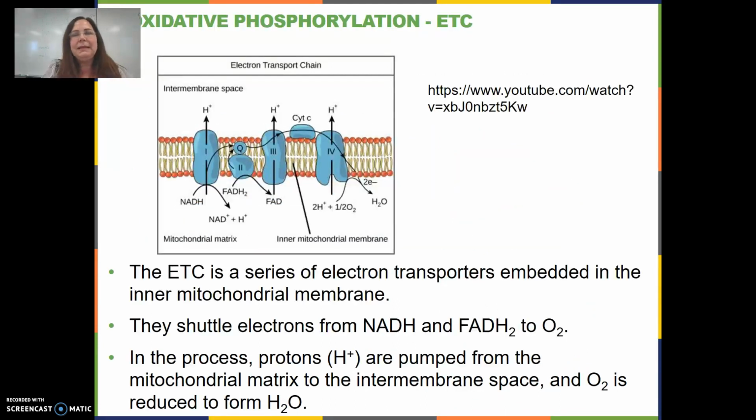And I'm going to begin explaining it to you, but you can see that here is a link to a YouTube video clip that will show you the process. But you do have to understand what you're looking at here in the picture. You know that this is a phospholipid bilayer, but it's not the plasma membrane. It's the phospholipid bilayer that is the inner mitochondrial membrane in the mitochondria.